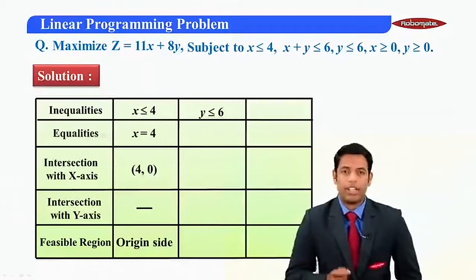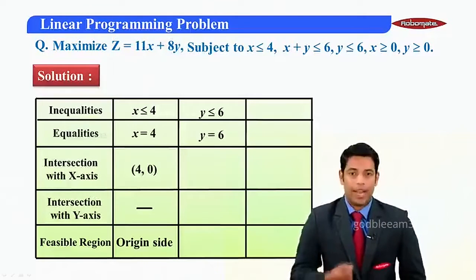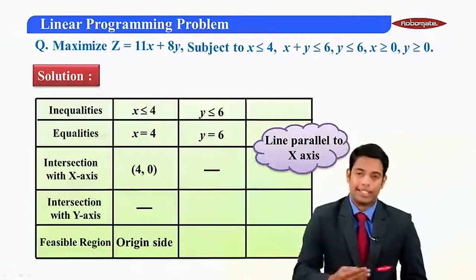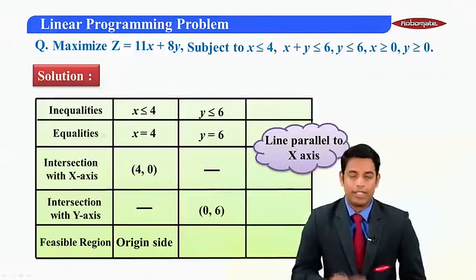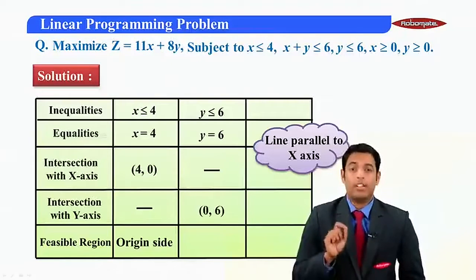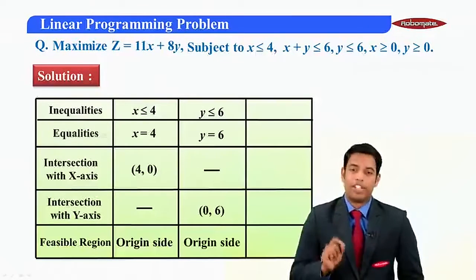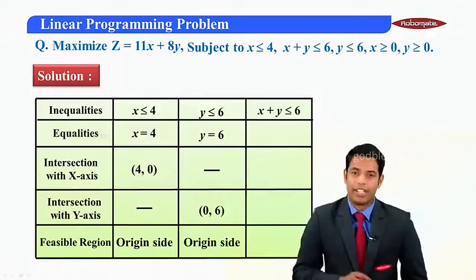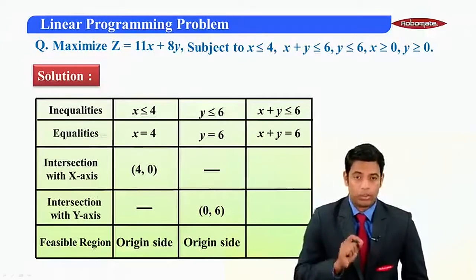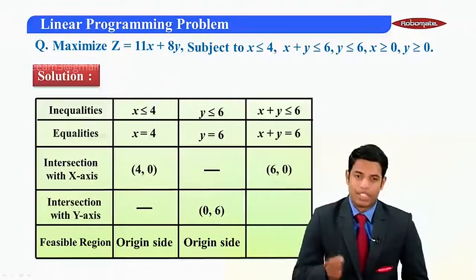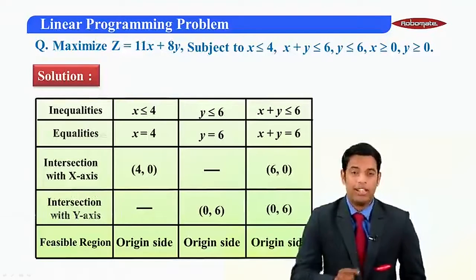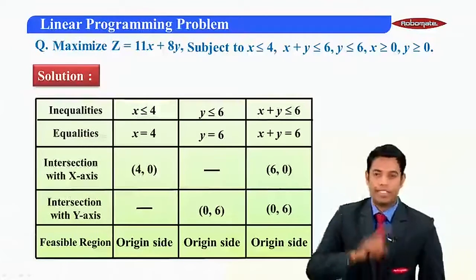Similarly, for other inequalities we'll calculate all these things, that is y equal to 6, intersection with x-axis is none since it is parallel to the x-axis, and intersection with the y-axis will be (0, 6), and for the feasible region the origin test will again be true. So the feasible region is the origin side. And the last inequality given is x plus y less than or equal to 6, that is the equation x plus y equal to 6. The 2 points will be (6, 0) and (0, 6), and the feasible region again will be on the origin side. I hope you have understood this table.